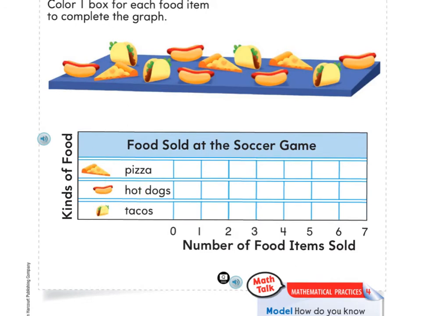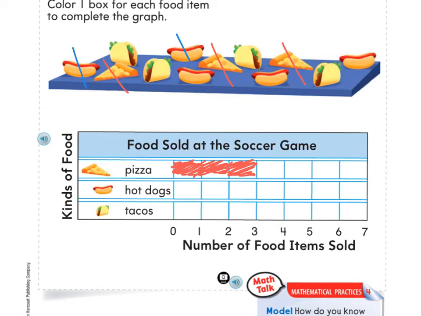Okay, so let's go ahead and cross off the pizza as we go. Go ahead and do this in your math workbook with me. Again, it's on page 593. So we have pizza. 1, 2, 3. I only see 3. Okay, so I'm going to color in 1, 2, 3. Okay, the next thing is hot dogs.